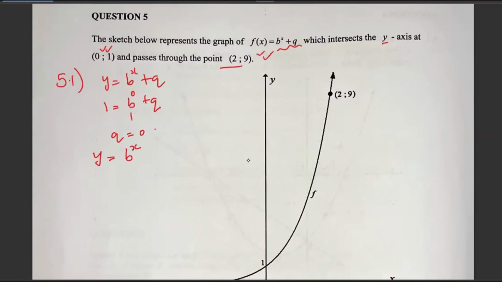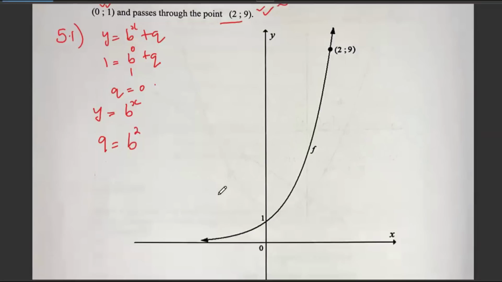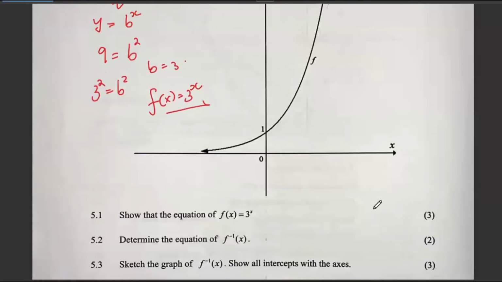Let's use this point also. So whenever we have 2 unknowns, you must make use of 2 points, okay? So where there's y, I'll replace with 9. Where there's x, I'll replace with 2. Let's express 9 with an exponent of 2. So it's going to be 3 squared is equal to b squared, meaning that our b is 3. So meaning that our f of x is just 3 to the x for the 3 marks.